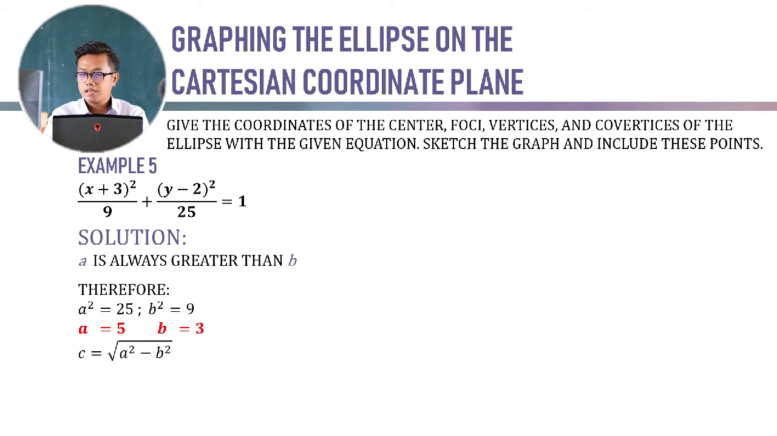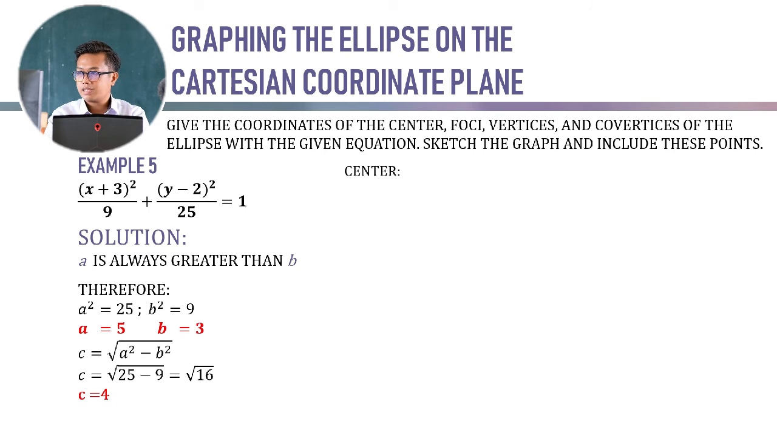For your c, that is equal to the square root of your a squared minus b squared, that is equal to the square root of 25 minus 9 is equal to the square root of 16. And what is the square root of 16? That is equal to 4. And therefore, your c is equal to 4. So ano ni siya ang a, b, and c gani? That is the distances from your center pakadto sa imong vertices, sa imong co-vertices, kag sa imong foci.